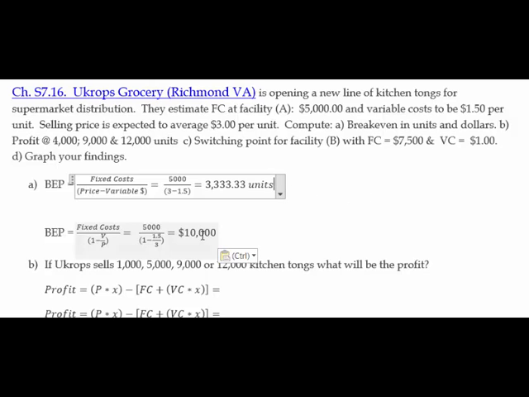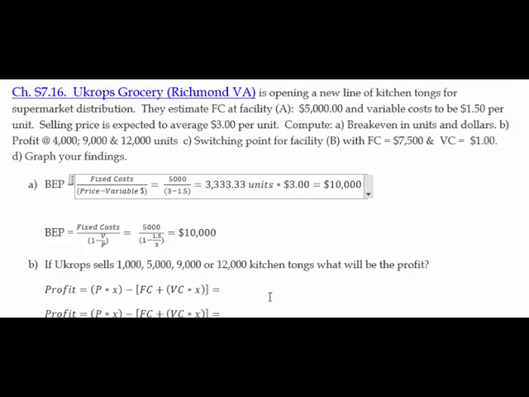So you can do it this way, that's the way the book does it, or you can just take this and multiply it by the price. So in this case we'd be multiplying it by $3, and that should also equal 10,000, which it does. You can tell by seeing it. It's actually 9,999.999, but we'll go with 10,000. You know how I like to round. So it's the same. Either way gives you the same thing.